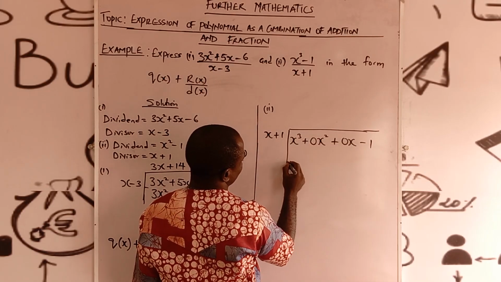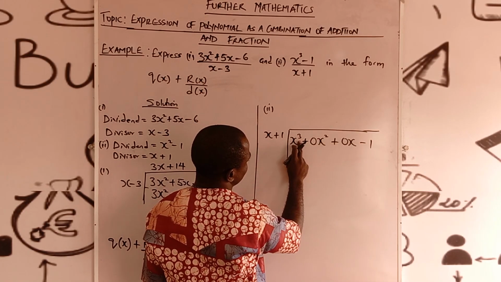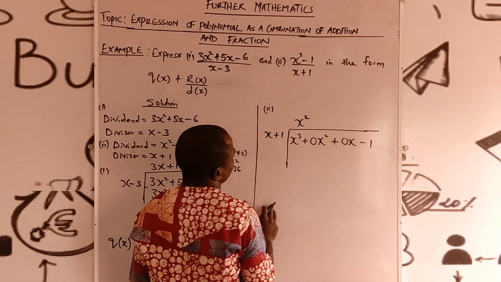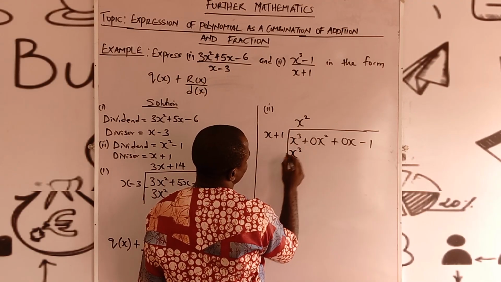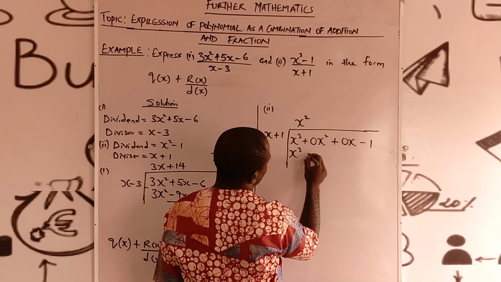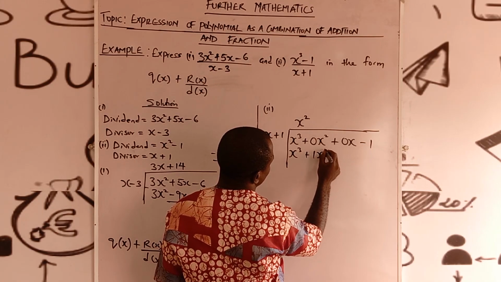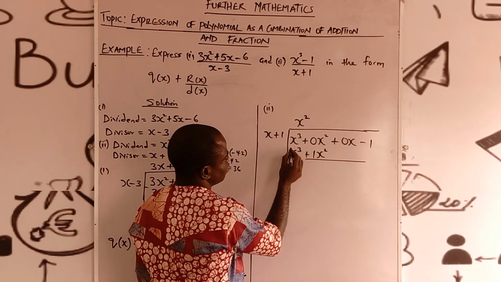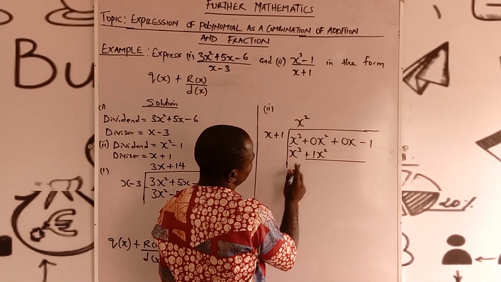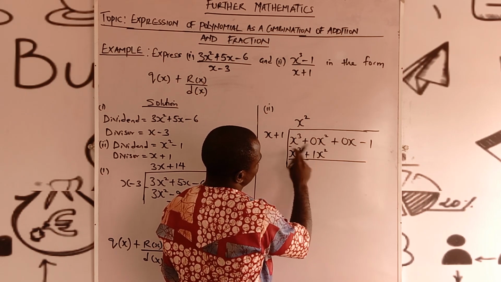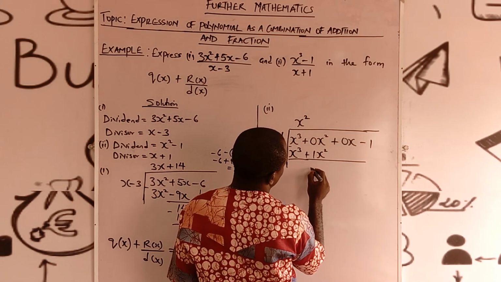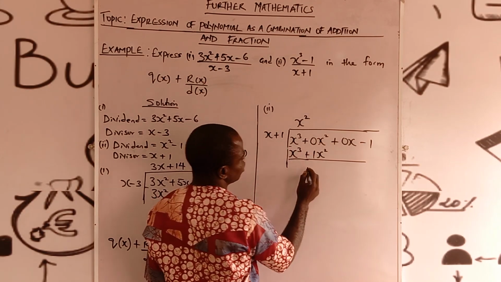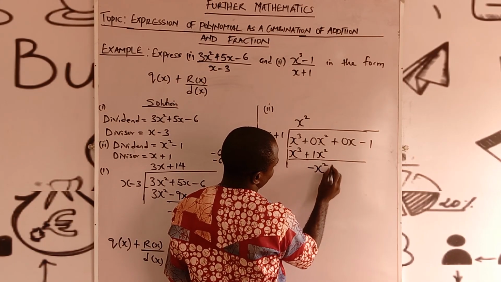Now, what can you multiply with x that will give us x cubed? That's x squared. X times x squared, that's x cubed. 1 times x squared, that's plus 1x squared. Now put negative here. X cubed minus x cubed gives us 0. 0 minus plus 1 will give us minus x squared.